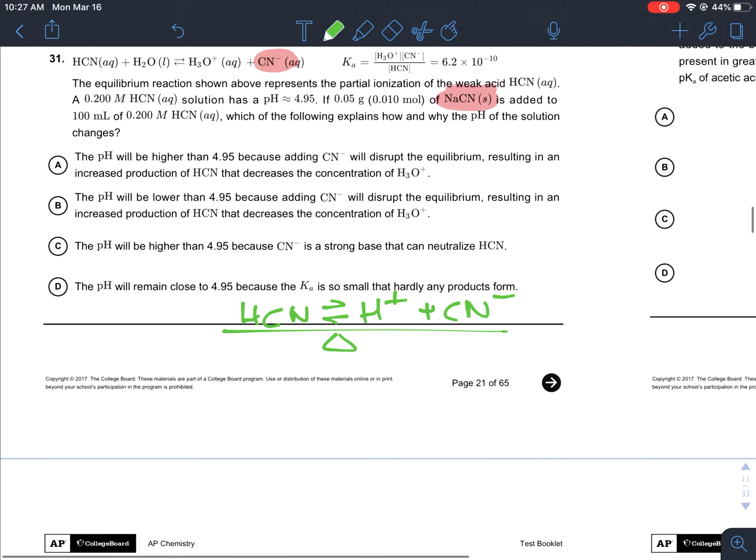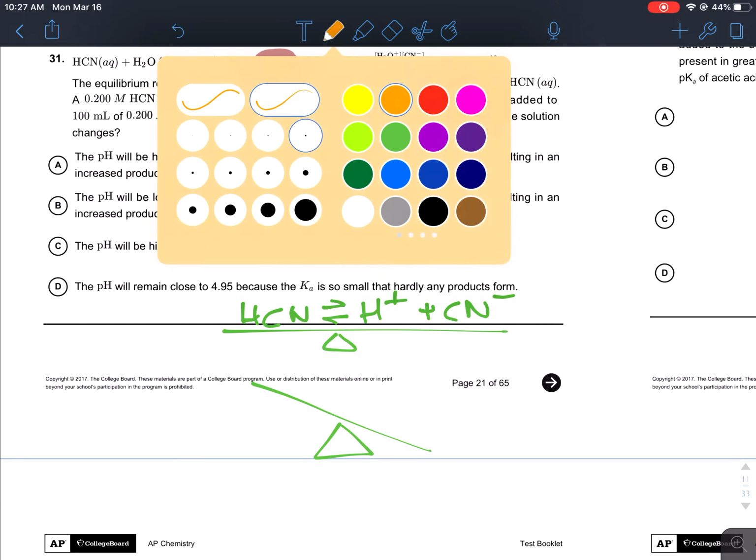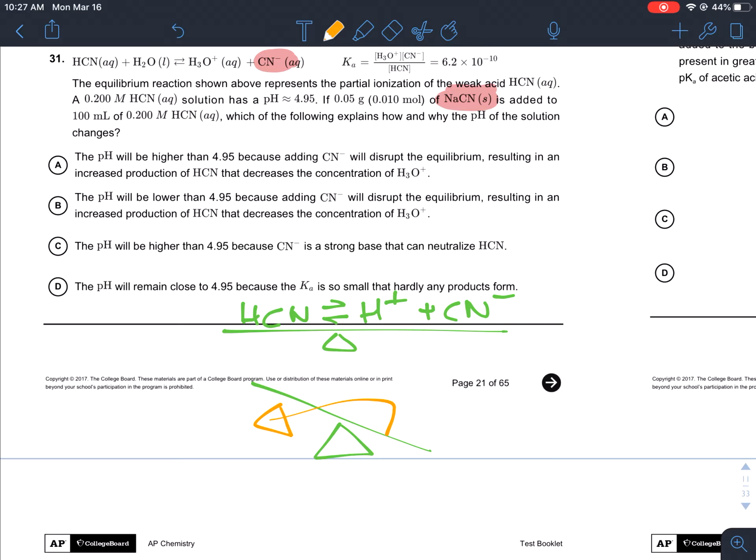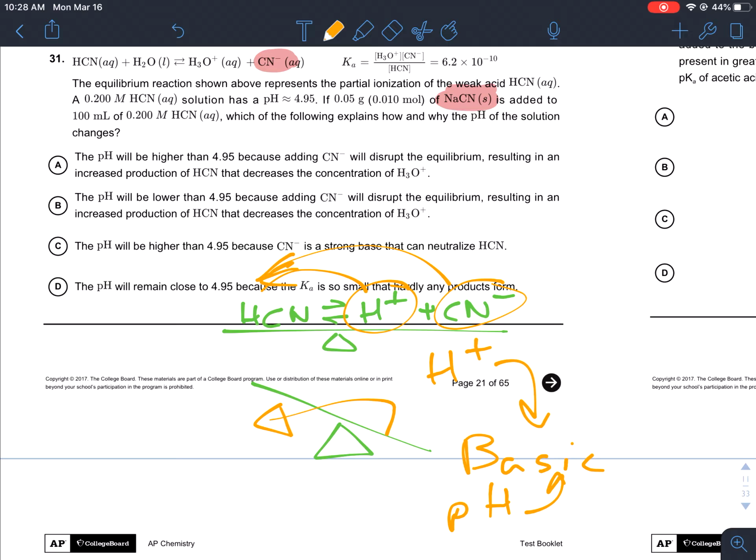So if I add CN minus, what's going to happen? The Le Chatelier's seesaw is going to fall on the right because we're adding CN minus. So what would it do? It would create more HCN. But if it creates more HCN, these guys are going to go to this side. In other words, your H plus is going to decrease. If your H plus decreases, then you are going to become more basic. If you are becoming more basic, that means your pH increases. So it has to be between A and B, and the correct answer is A.